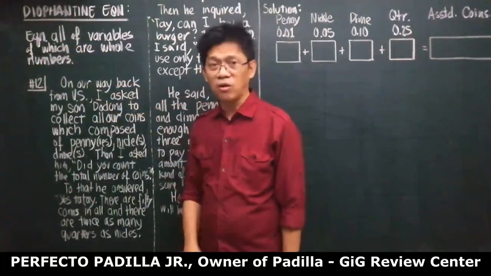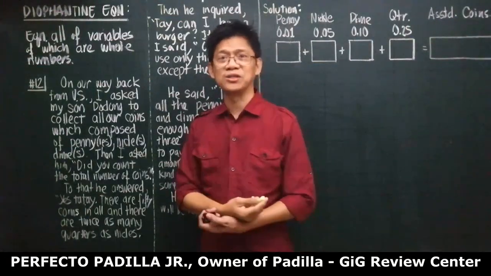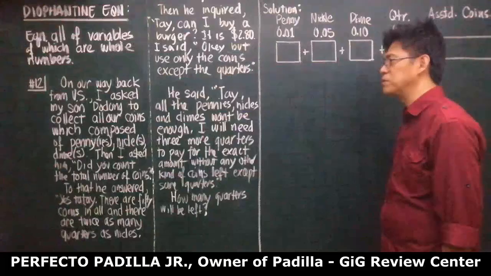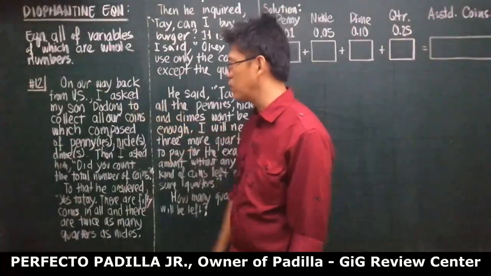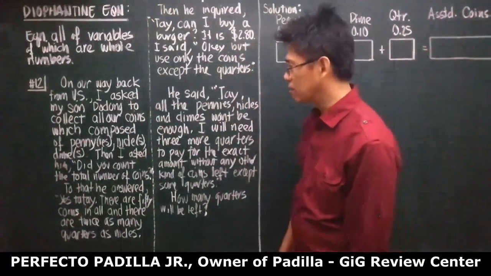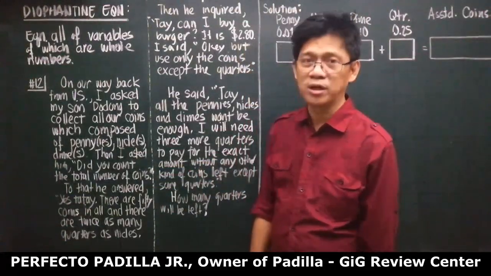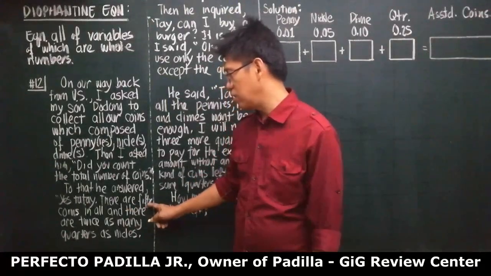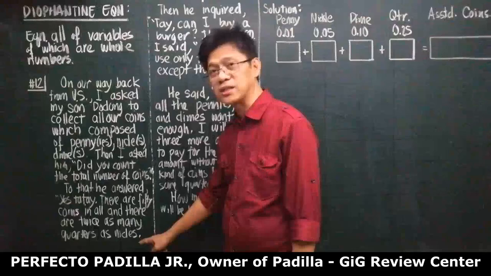These are equations, all variables of which are whole numbers or integers, no? Non-negative integers. Okay? Now, in problem number 12, it says, on our way back from US, I asked my son Dodong to collect all our coins, which are composed of pennies, nickels, dimes. Then I asked him, did you count the total number of coins? He said, yes, Tatay, there are 50 coins all in all. And there are twice as many quarters as nickels.